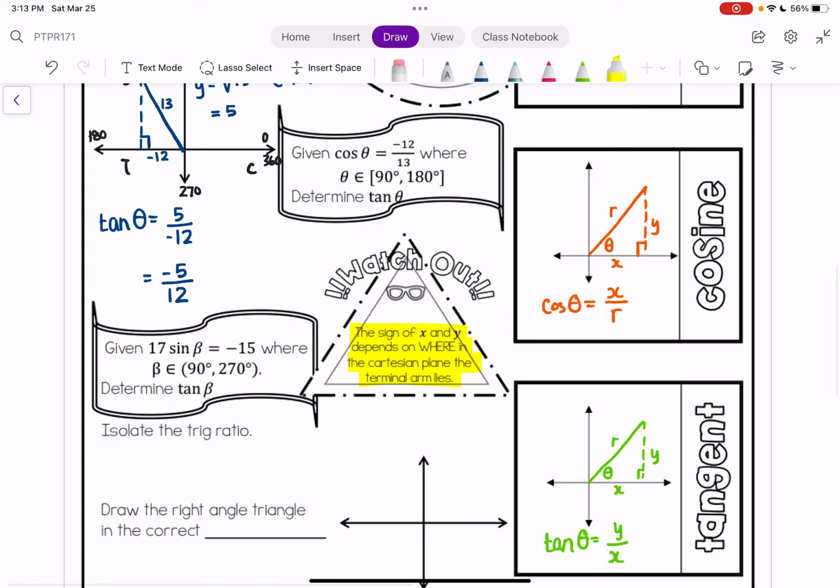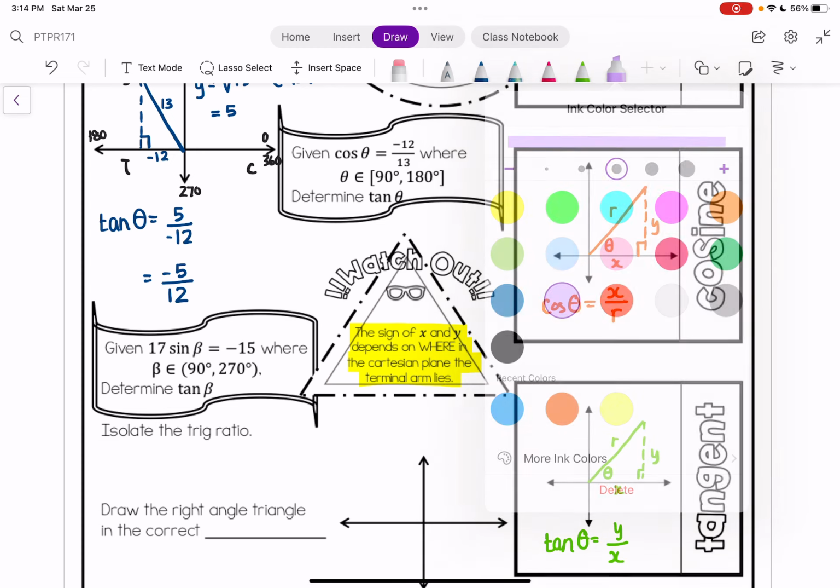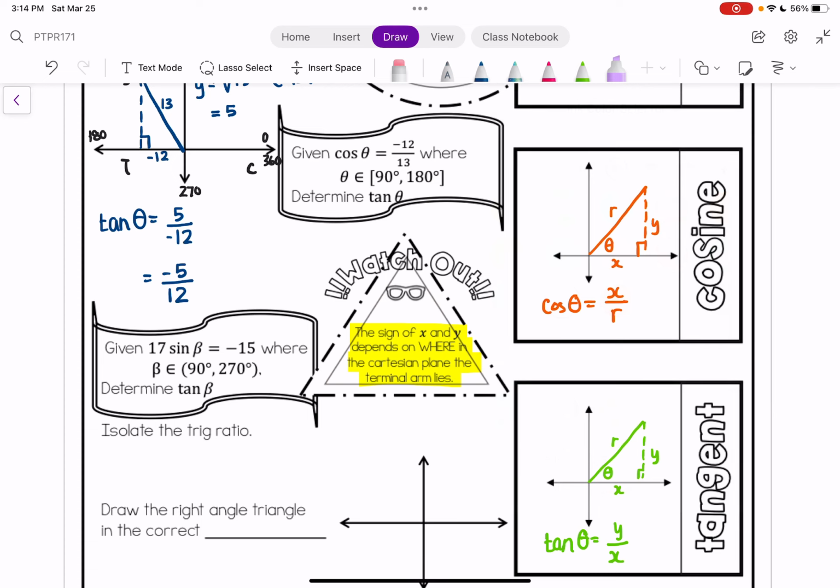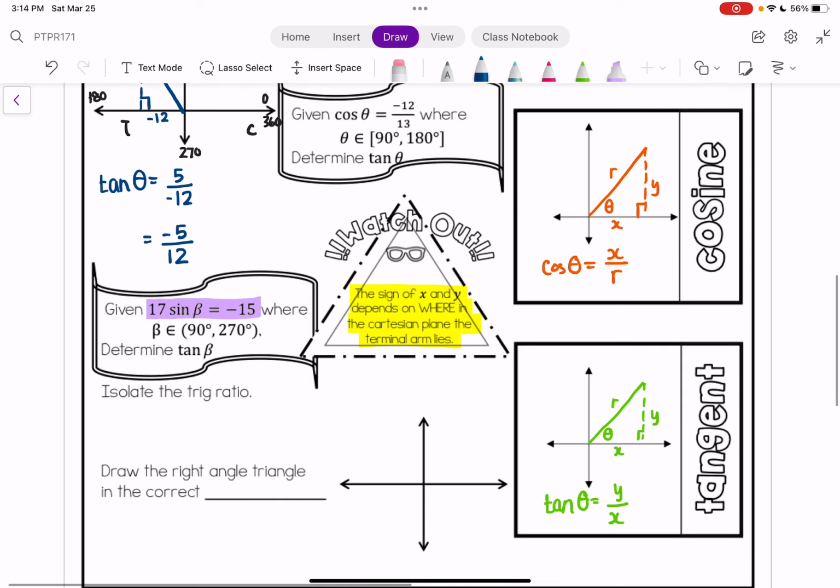So let's look at this example. Now in this one, instead of being given just the trig ratio, we're given a trig equation. So we have to do some work here. We have to isolate our trig ratio.